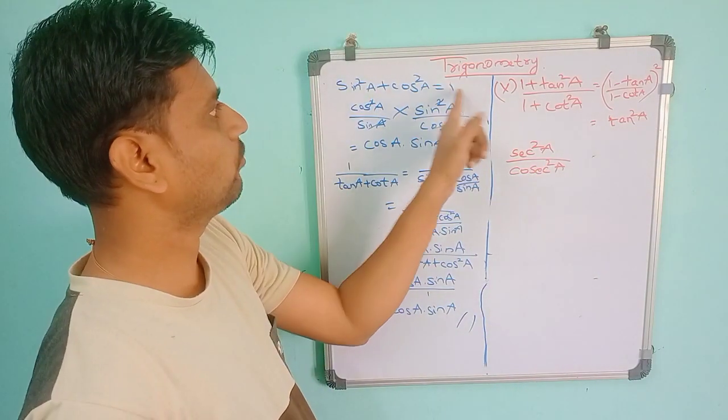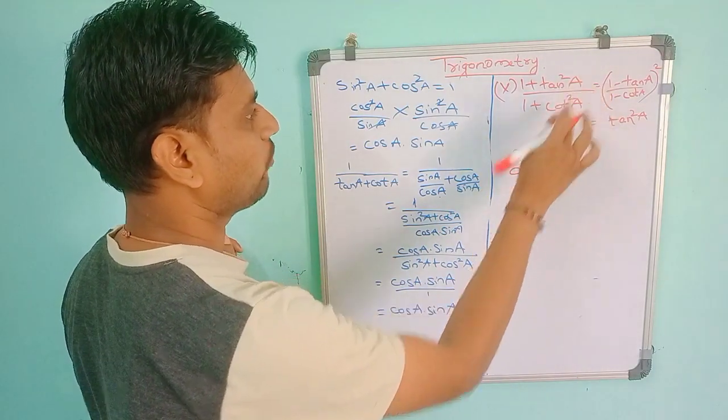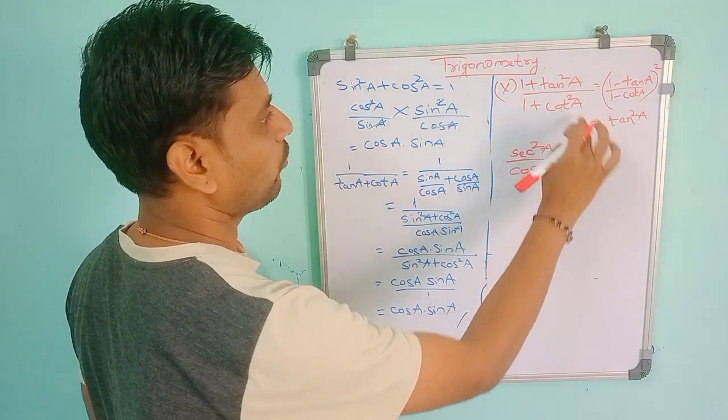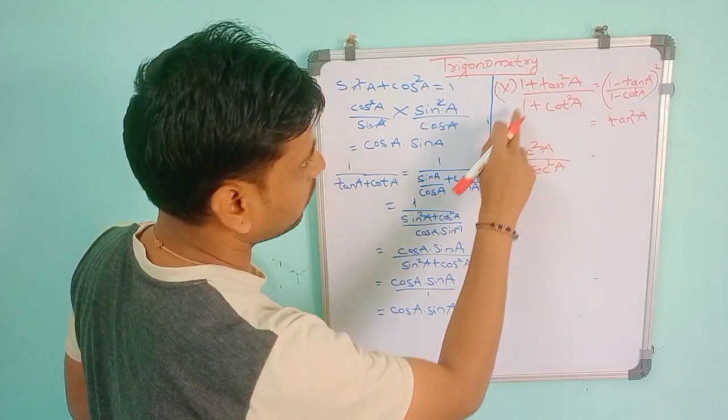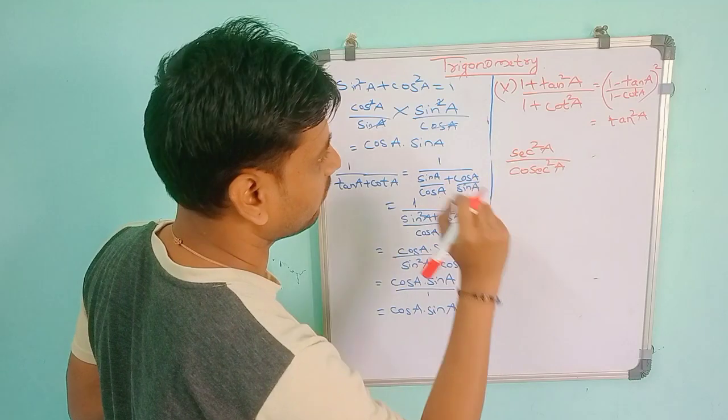First identity is sin square A plus cos square A is equal to 1. Second is 1 plus tan square A is equal to sec square A, and 1 plus cot square A is the third one, that is cosec square A. So like that we can write in terms of 1 plus tan square and 1 plus cot square as this.